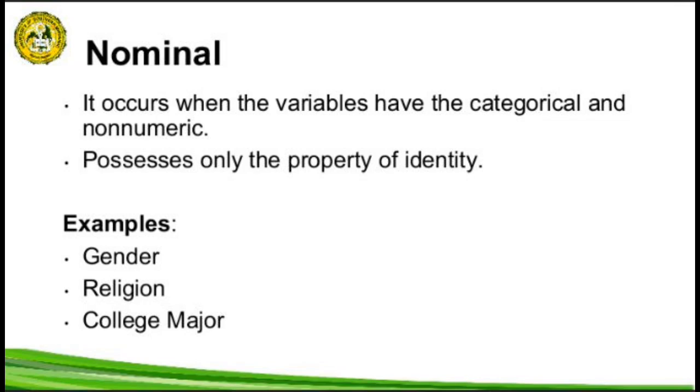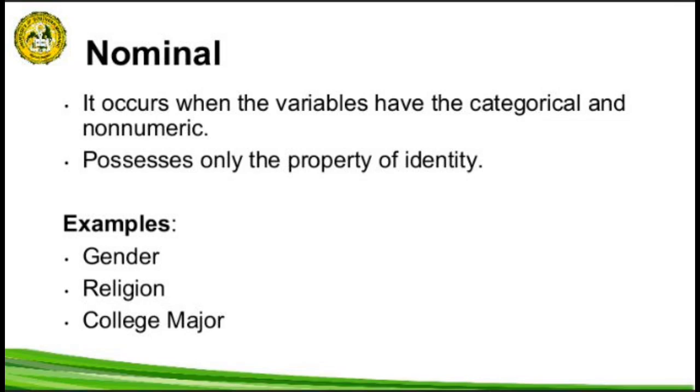First is the nominal. In nominal, always remember that it is a categorical variable and it is not numeric. It only possesses the property of identity. For example, in gender, we have female and male. We don't have to rank these to know who is the highest. We have the specific identity that we belong only in that category.